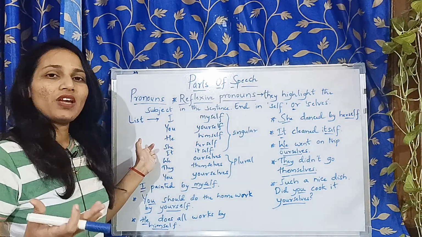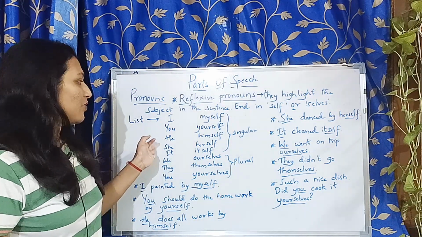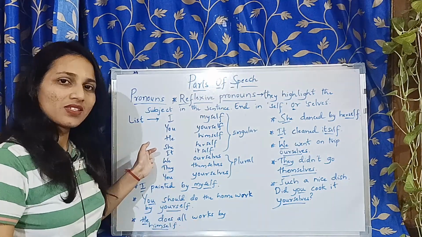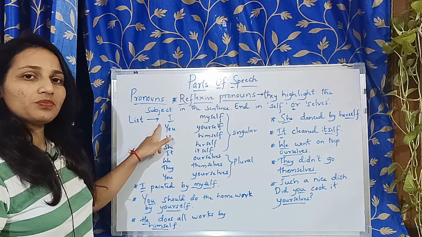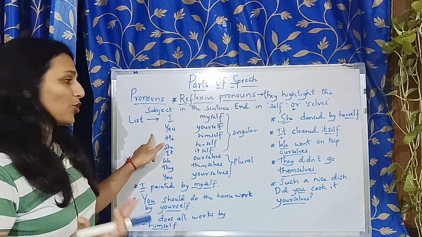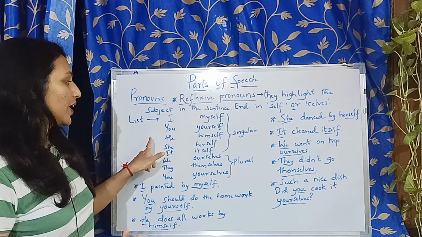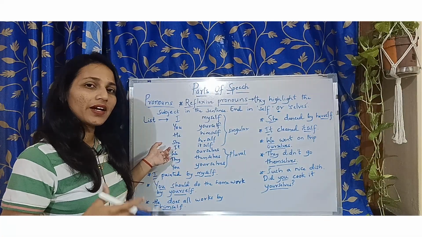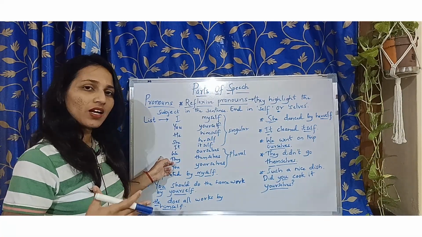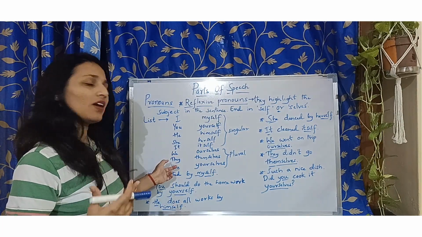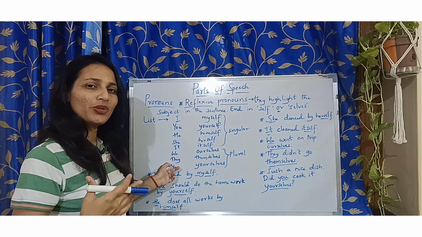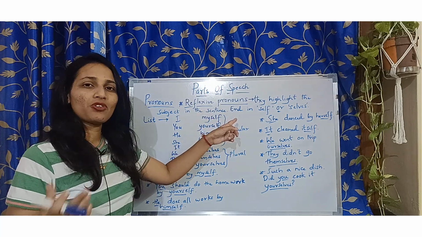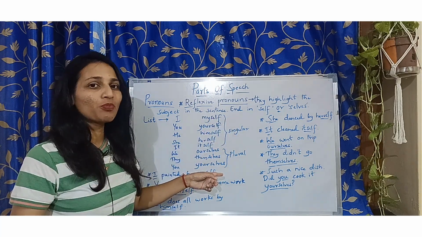Look at this one. We have a list over here. We have the list in correspondence with the subject. You need to use it in the same way. I, myself. You, yourself. He, himself. She, herself. It, itself. We, ourselves. They, themselves. You, yourselves.